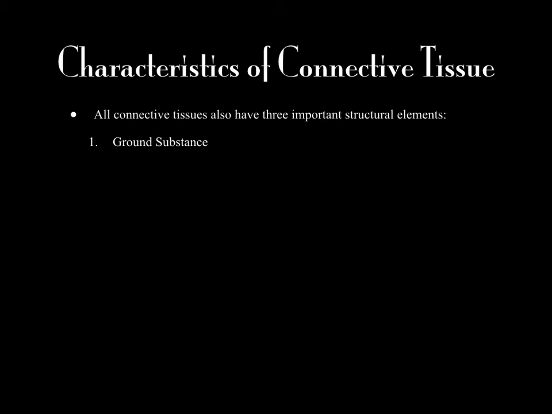So for example, if we're looking at bone, bone is obviously a very hard substance, which means that the ground substance is also very hard. In contrast, something like blood, the ground substance is liquid. So as you begin looking at the specific types of connective tissues, you'll begin to see the differences in the makeup of the ground substance.